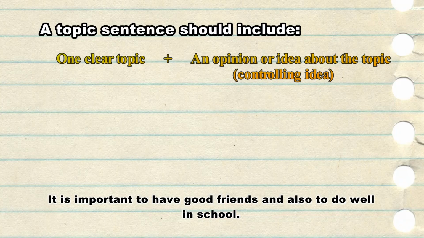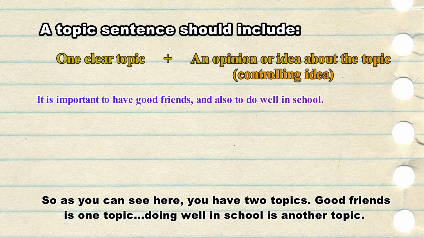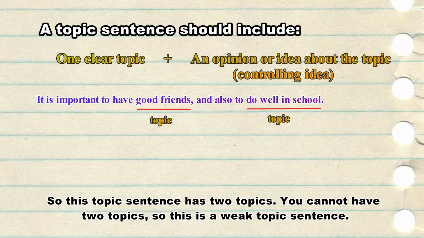It is important to have good friends and also to do well in school. So as you can see here, you have two topics. Good friends is one topic. Doing well in school is another topic. So this topic sentence has two topics. You cannot have two topics. So this is a weak topic sentence.